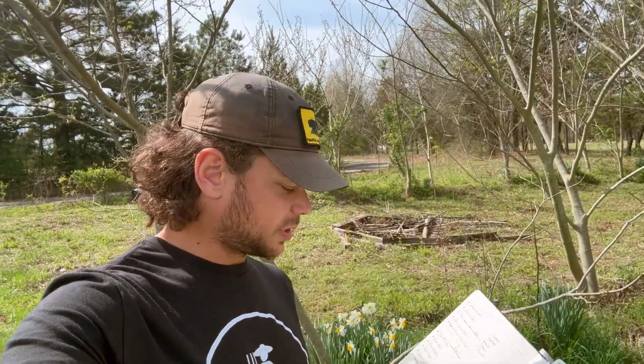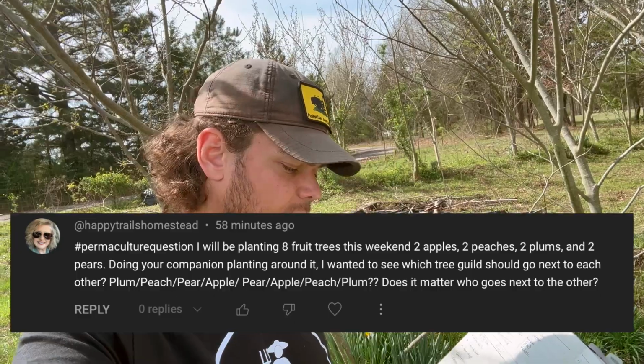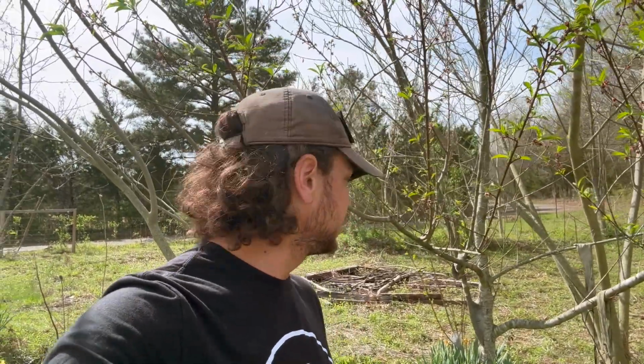So the first question is going to come from Happy Trails Homestead. I bought 8 fruit trees, 2 apples, 2 peaches, 2 plums, 2 pears. What pattern should I follow when planting them? Now, I would follow generally the NAP pattern, which stands for nitrogen, apple, pear. Nitrogen is a nitrogen fixer. It's a leguminous species of tree, typically, and it's going to help passively fertilize your surrounding trees. So you usually want that in between 2 fruit producing trees to maximize the benefits of the nitrogen fixer. If it can fix nitrogen for one tree, it can fix it for another tree just as easily.